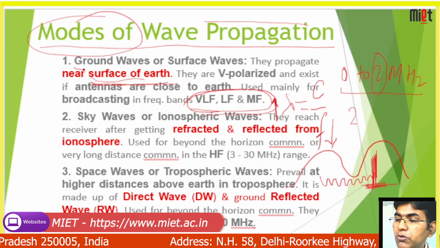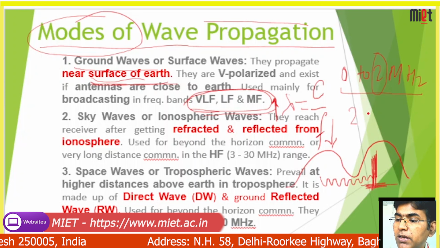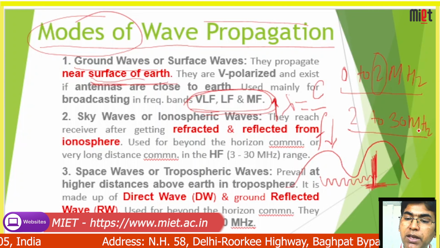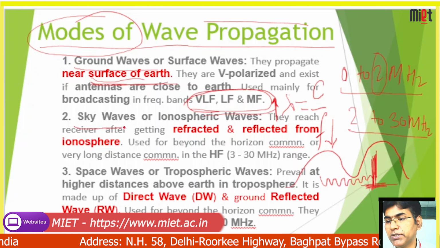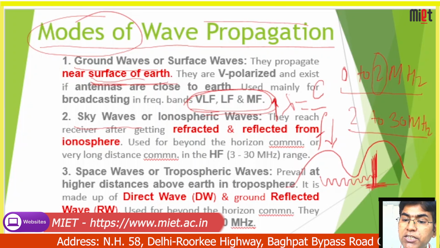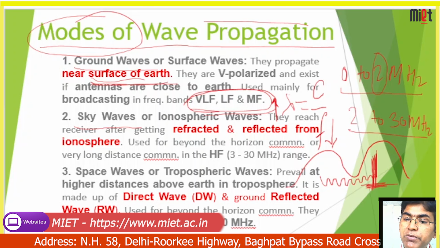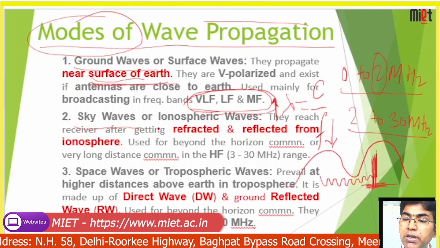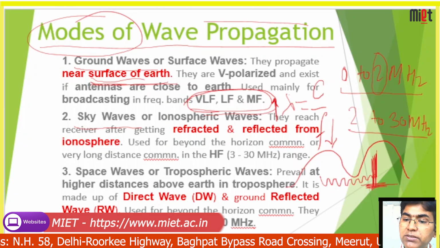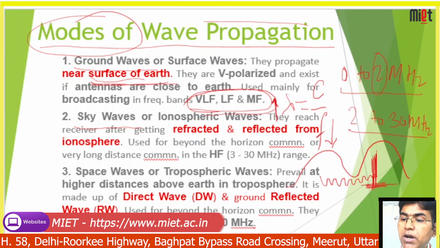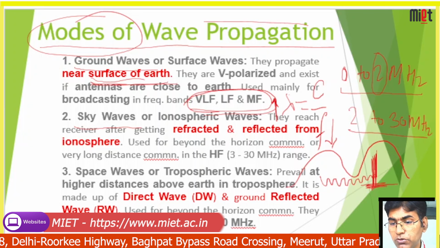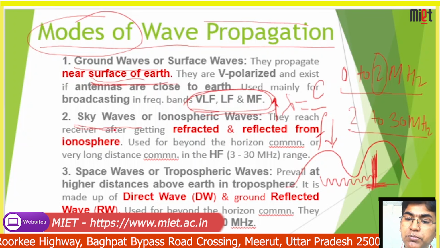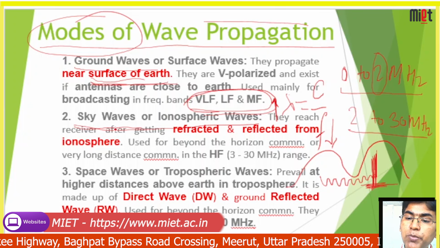The frequency between 2 megahertz and 30 megahertz is transmitted using the second method of wave propagation, which is called sky wave propagation. In sky wave propagation, the transmitting antenna transmits the electromagnetic waves into the sky, and in the sky the electromagnetic wave, through total internal reflection, gets reflected back towards the receiver, and the receiver antenna receives it. So this method of propagation involves total internal reflection by the sky on the electromagnetic waves.